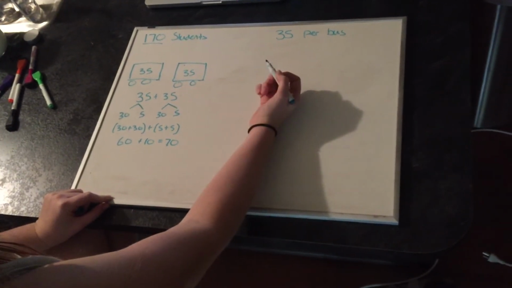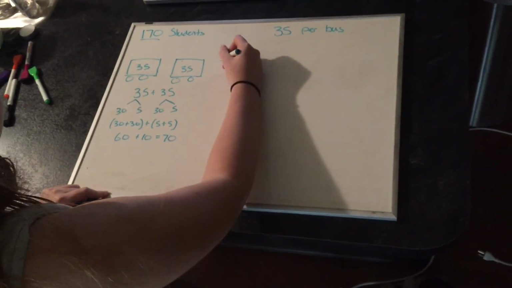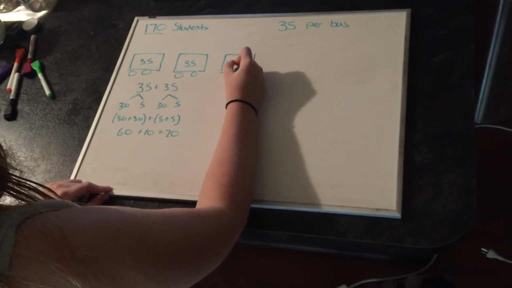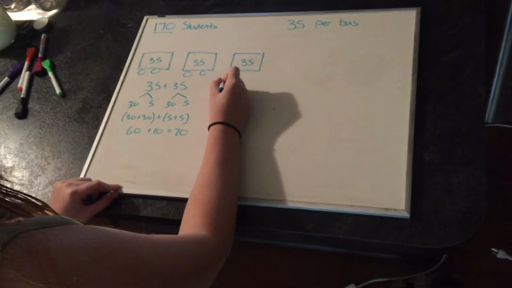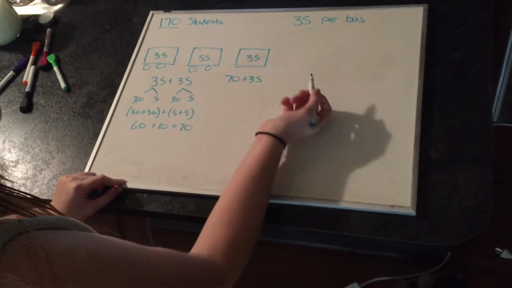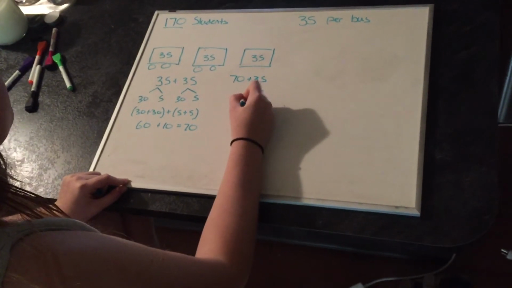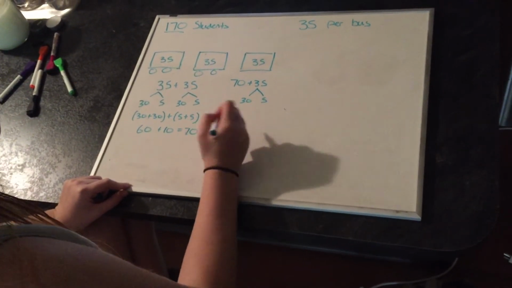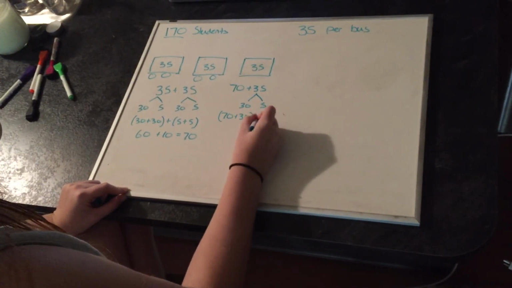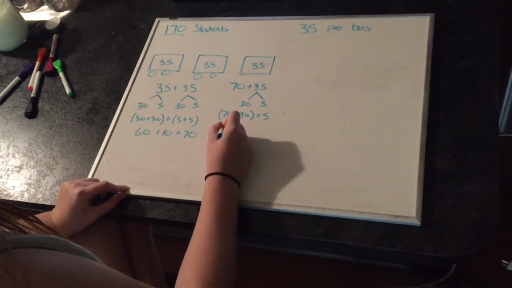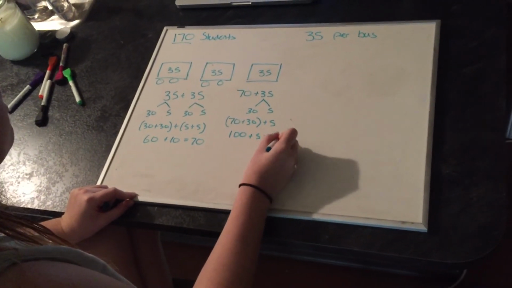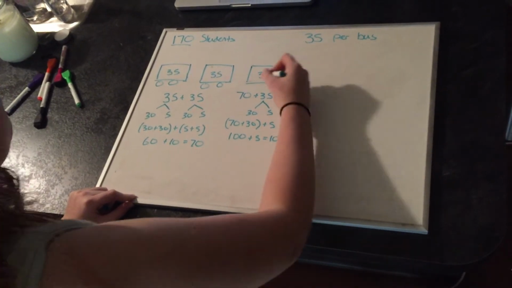So 70 is still not enough for the 170 students. So I'm going to go ahead and add another bus. So now I'm going to add my 70 from the first two to my 35 for the third. And so I'm going to split up 35 to 30 and 5. So now I'm going to add my 70 and my 30 and then add my 5. So I get 100 plus 5 to get a total of 105 for the first three buses.